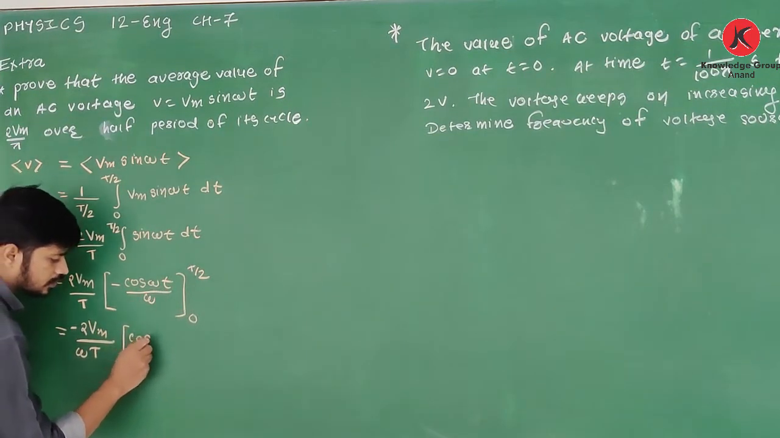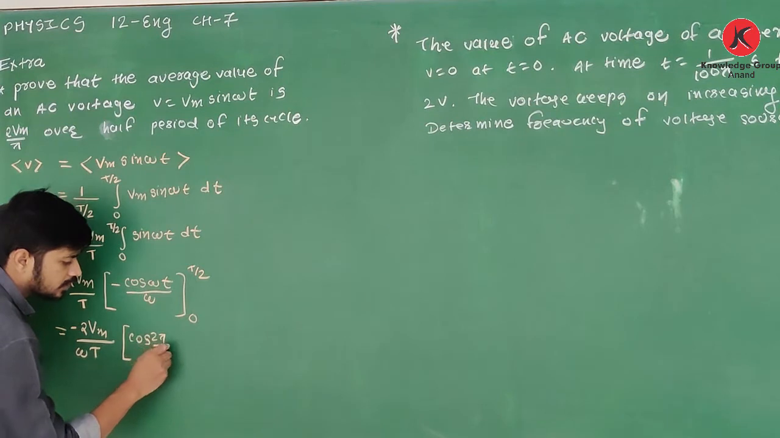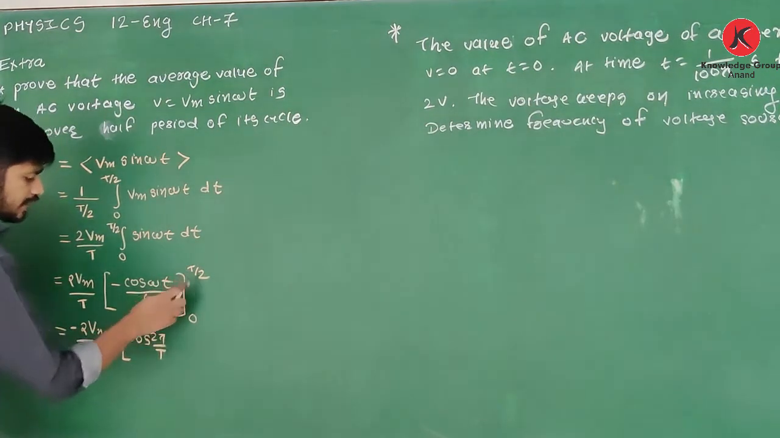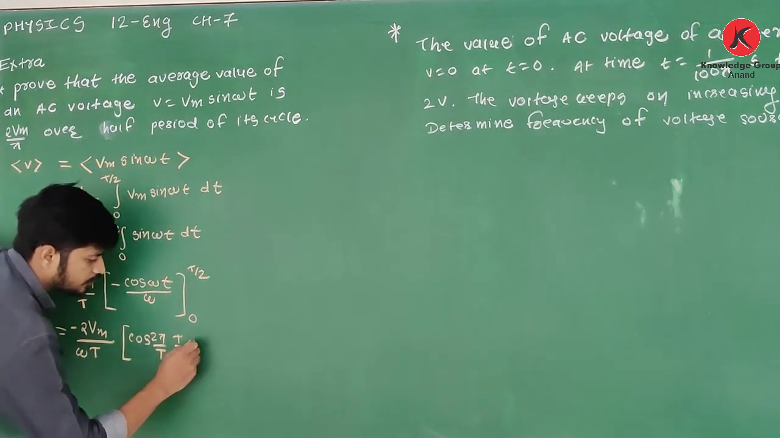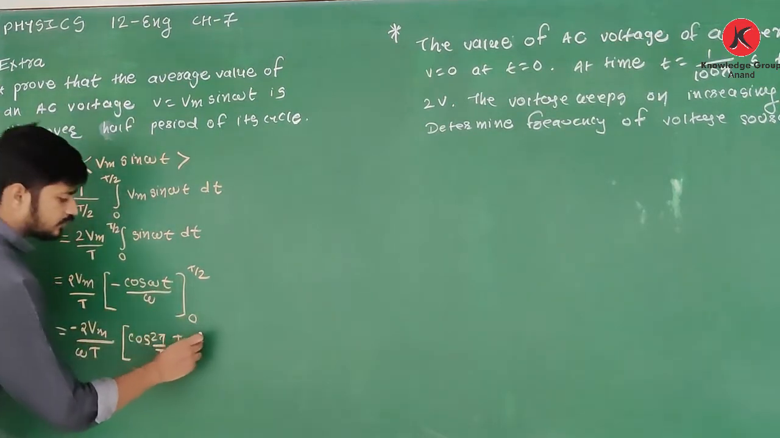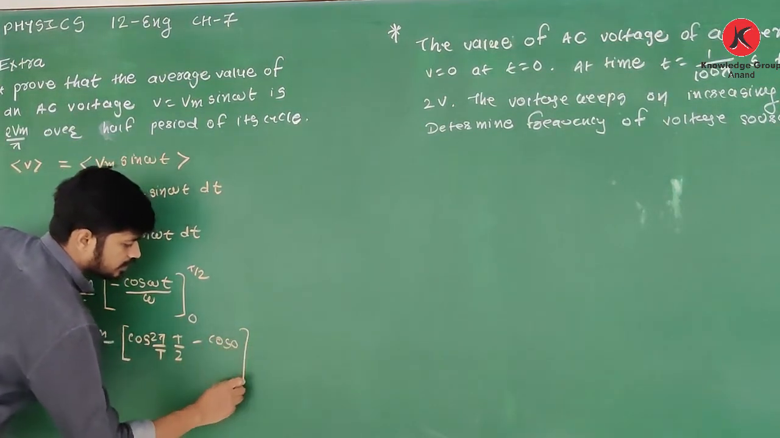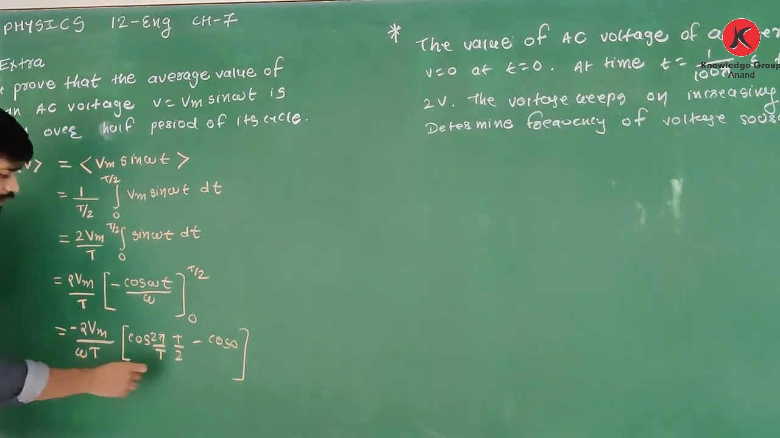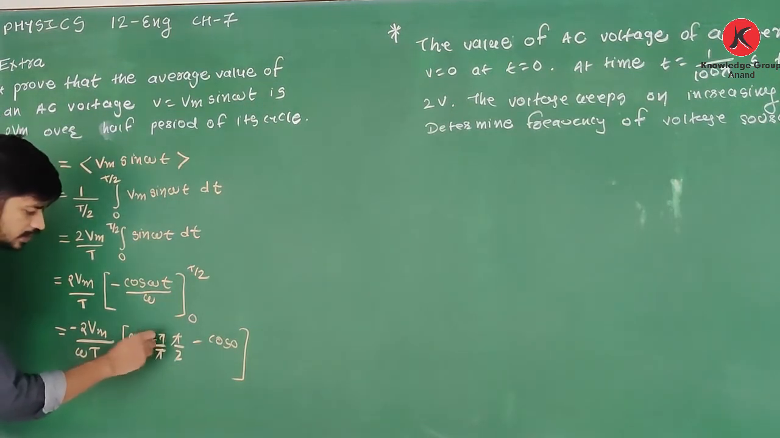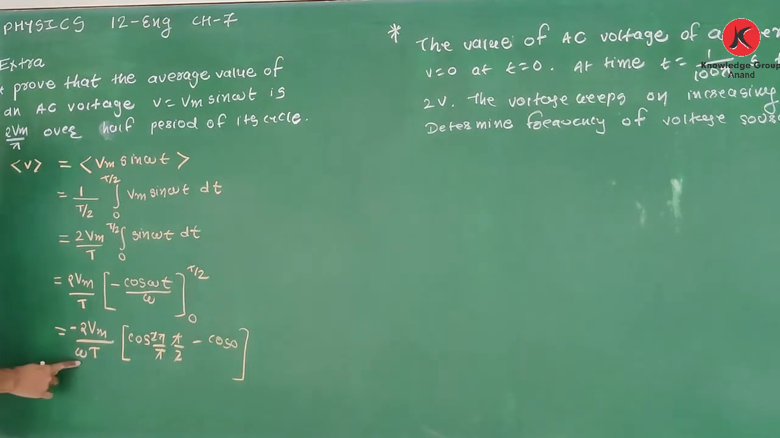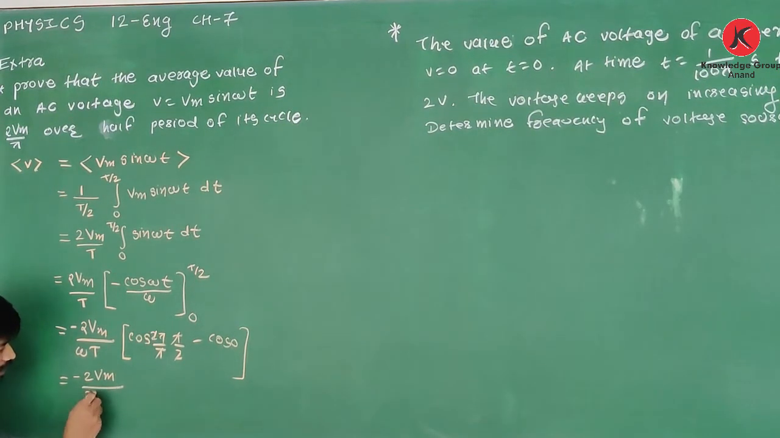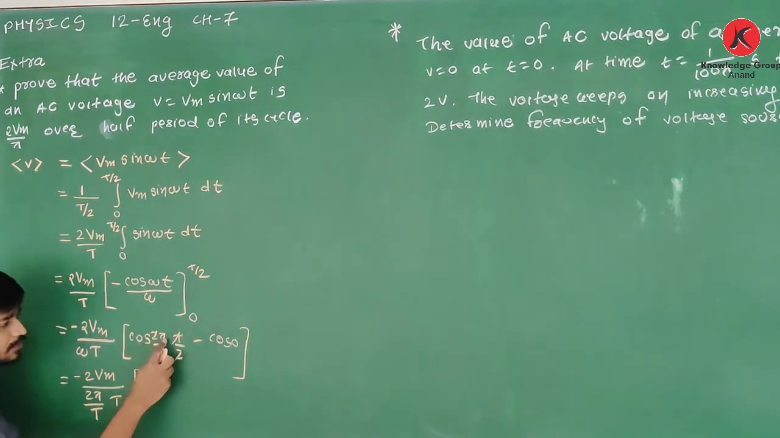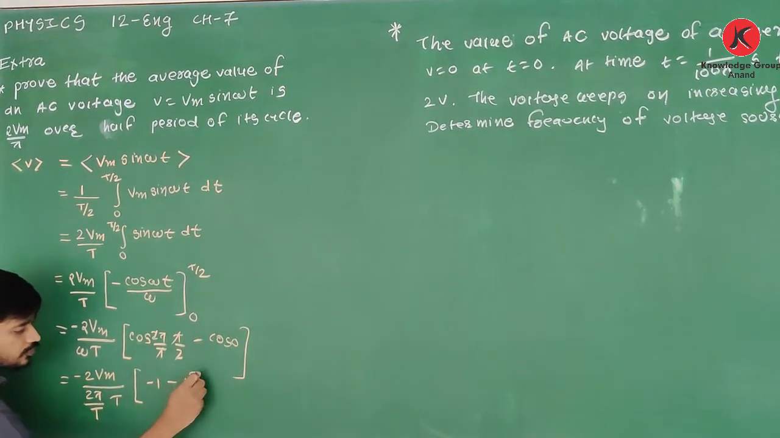That is cos, where ω means 2π upon T, and here it is T by 2. Minus, if you put t equal to 0, it will obviously become cos 0. So the T cancels, the 2 cancels. I can also write this ω as 2π upon T. So it is equal to minus 2Vm upon, ω meaning 2π upon T, into T. In the bracket, cos π means minus 1, minus cos 0 means 1.